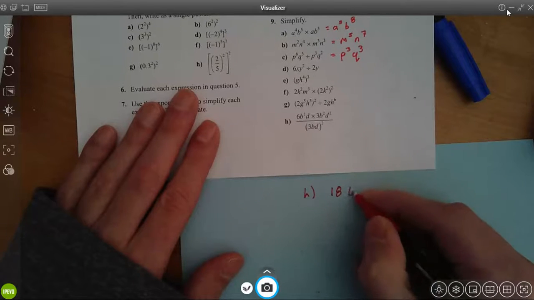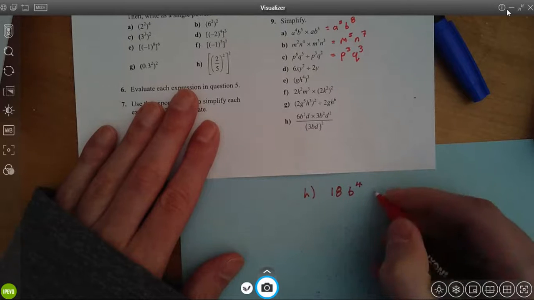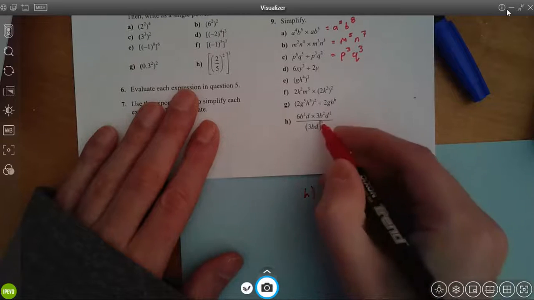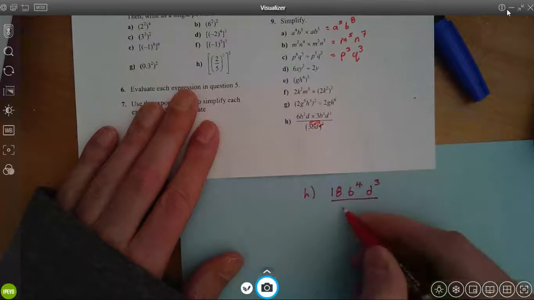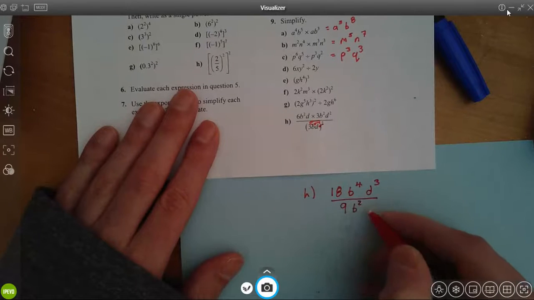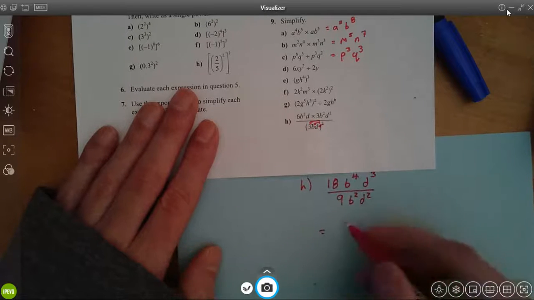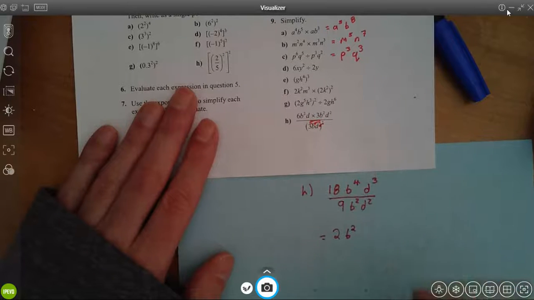B squared times b squared, same base, so I add the exponents. And then d to the 1 times d squared would be d cubed. And on the bottom, I'm distributing my exponent 2 to the 3, to the b, and to the d. So 3 squared is 9, and then I've got b squared, d squared. And now I can divide. 18 divided by 9 is 2. And now I'm just using my exponent rules. So if I'm dividing with the same base, I'm just subtracting the exponents. So my final answer is 2b squared d to the 1, but I'm not going to write the 1.